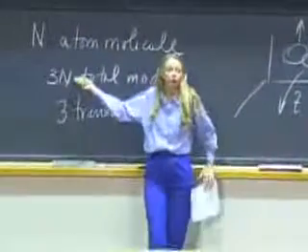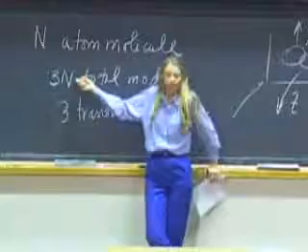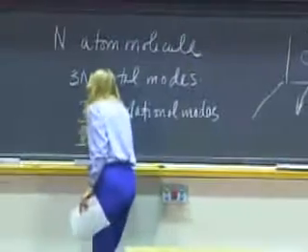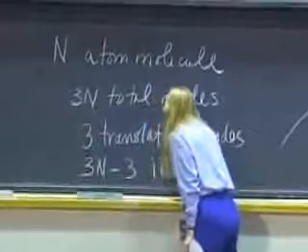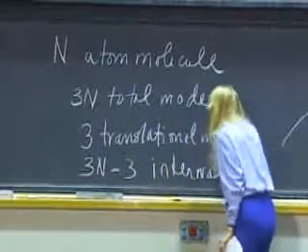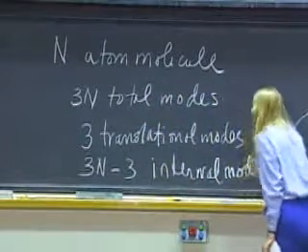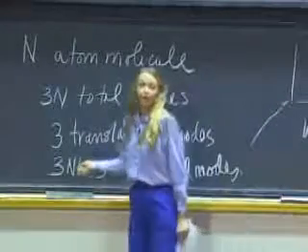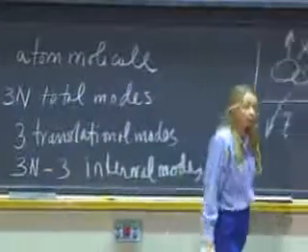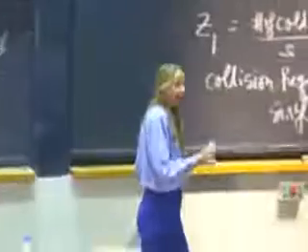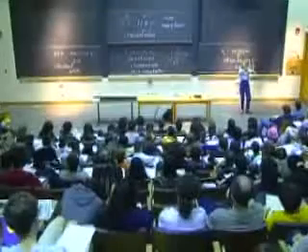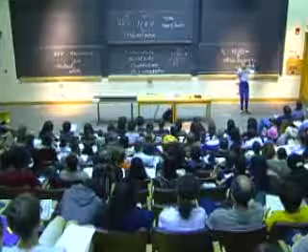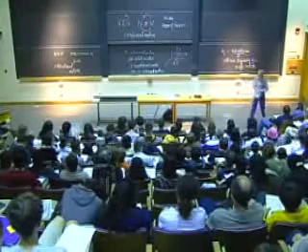Well, what that means then, if 3 of the modes are used up for translation, then we must have 3N minus 3 internal modes. 3N minus 3 must be the number of modes that is left over for the internal degrees of freedom, for rotation and also for vibration.